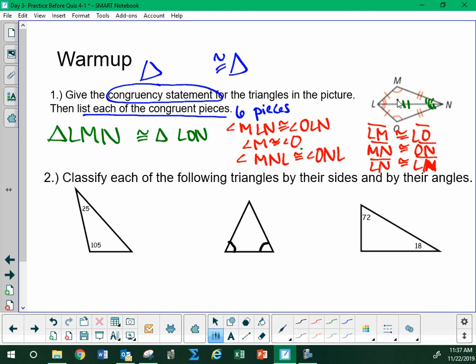All right, then number 2, classify each of the following triangles by their sides and by their angles. What are the 3 different ways we can classify them based upon their sides? Who can give me one of them? Sabrina? Scalene. I'm just going to write it out. Good. What's another one? Isosceles. Good. And what's our last one? Equilateral. Right. Equilateral. Good.